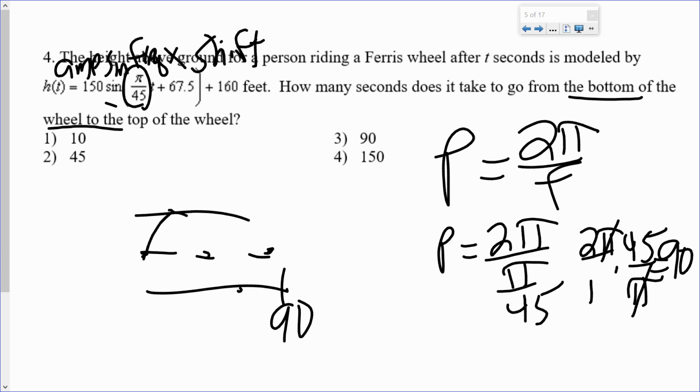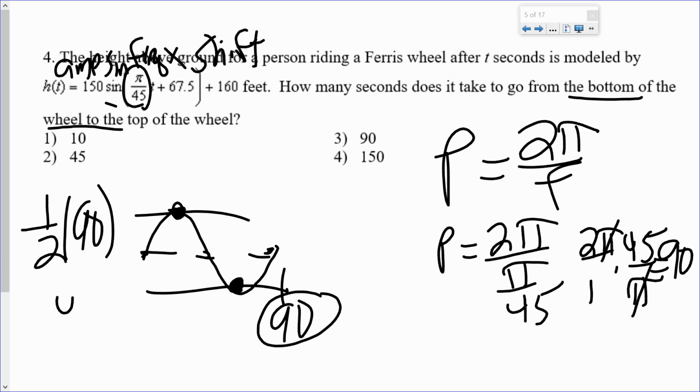So it looks something like this. From the bottom of the wheel to the top of the wheel, well, it doesn't matter if I'm going from the top to the bottom or the bottom to the top, that's half of a wave. So if it's 90 seconds for the full wave, then it's half of that for half of the wave, and choice 2 is your answer.